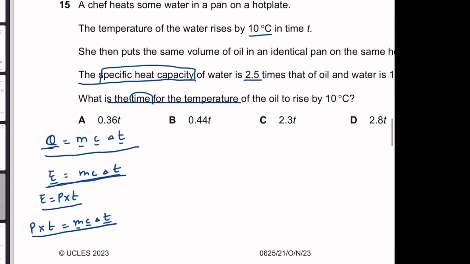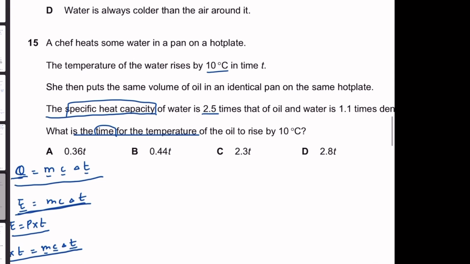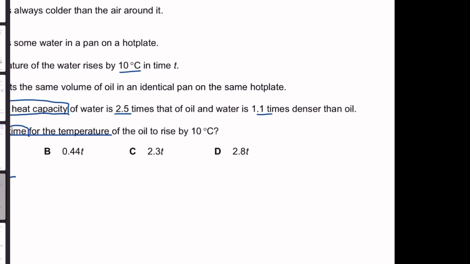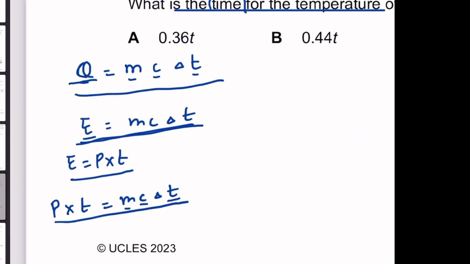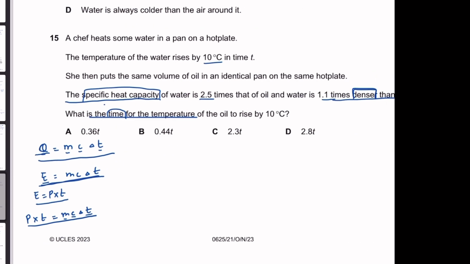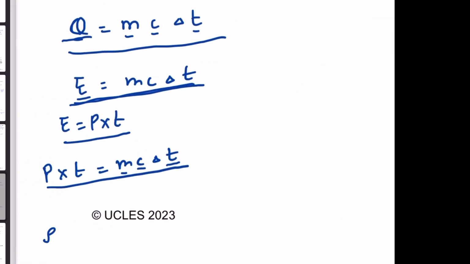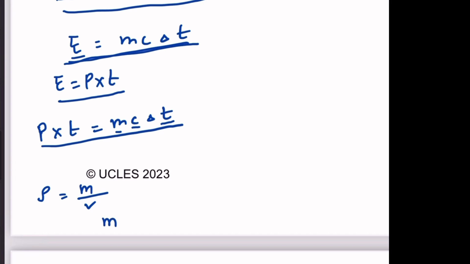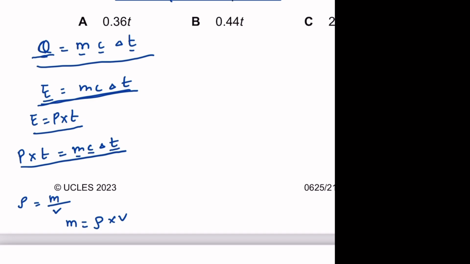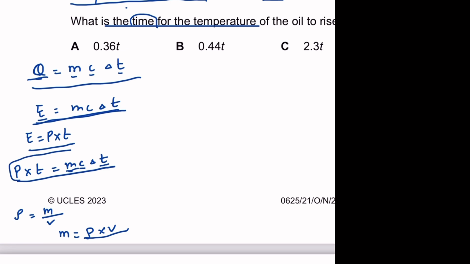Then you have to read your question again. It says that the specific heat capacity of water is 2.5 times that of oil, and water is 1.1 times denser. So there's denser, it means density. When there's density and mass, there's one formula: density equals mass divided by volume. I can rearrange the formula to get mass: mass equals density into volume. So instead of my mass here, I'm going to put this.